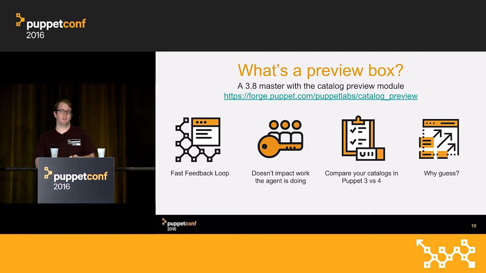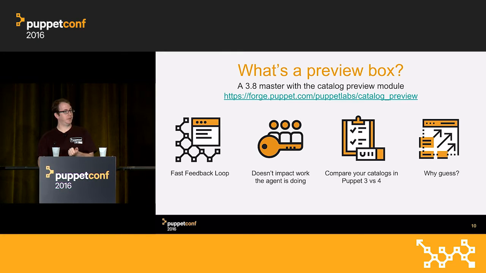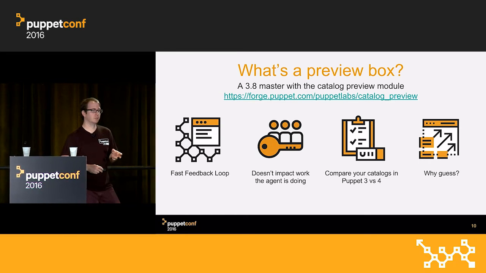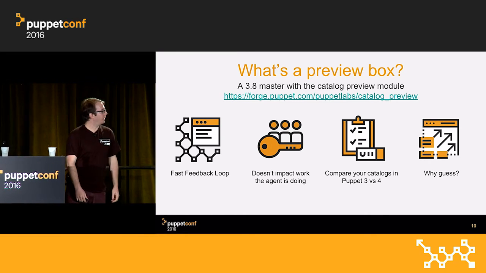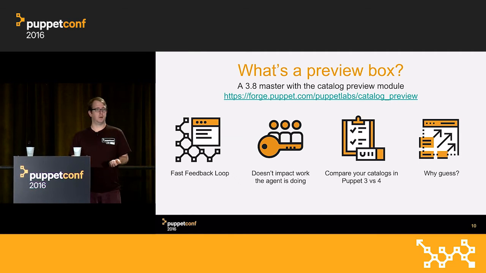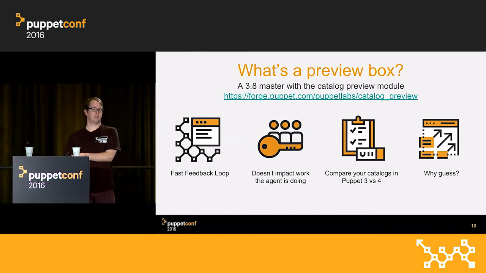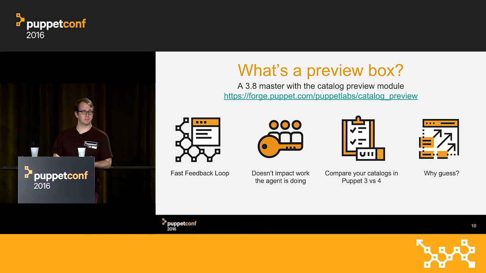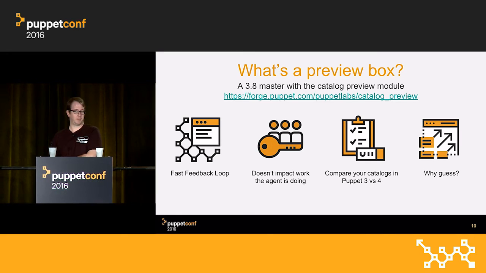That gives you a really fast feedback loop. It takes as long as it takes to compile a catalog, that's how long it takes you to get feedback back. That could be really fast or a minute or two. This is compiling on the preview box itself, not on your other Puppet masters. So you're not going to interrupt your production infrastructure or even your dev or your test infrastructure. This is a separate, isolated machine.